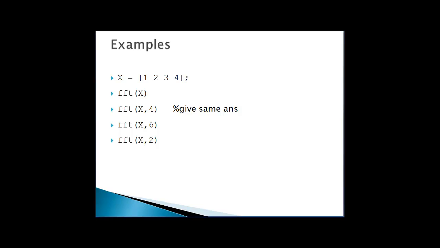Now coming towards the example of it. Suppose I am having x equal to 1, 2, 3, 4 as the elements, and I am finding its fast Fourier transform with the DFT. Then the output will be the same if I write fast Fourier transform of x comma 4, because here also there are 4 elements and here n is also 4. So both will give the same result. But if I write n equal to 6 or n equal to 2, that is, the case of n greater than the length of x and the case of n less than the length of x, then the output will be different.